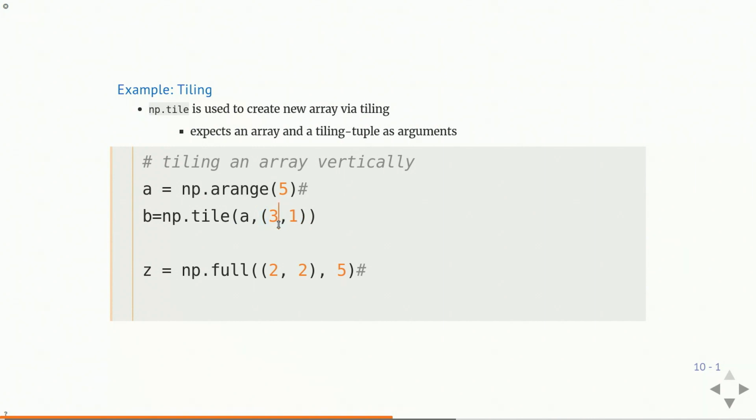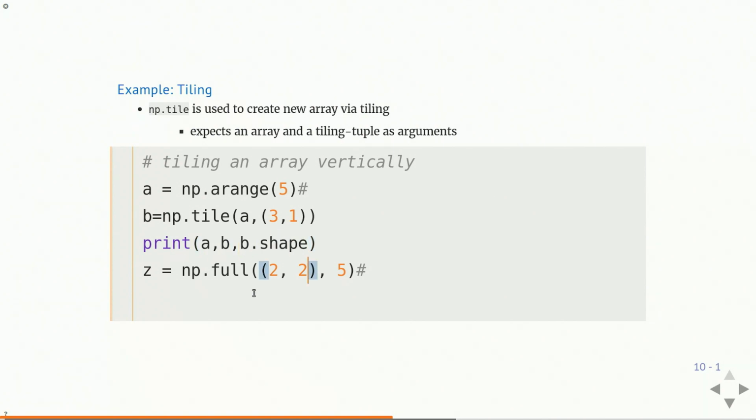So this tuple will create a new array b by copying this existing array 3 times along axis 0 and 1 time along axis 1. So here let's print it, print a, b dot shape.